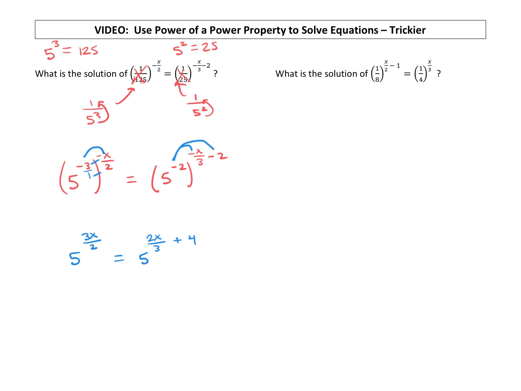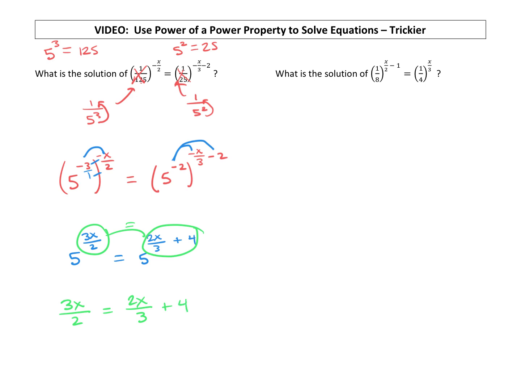All right, we did some beautiful manipulating here. We have the same base. 5 to a power equals 5 to a power. So that means your powers, your exponents, will be equal to each other. And that's where the x is, so that's the one we care about. 3x over 2 is going to equal 2x over 3 plus 4.